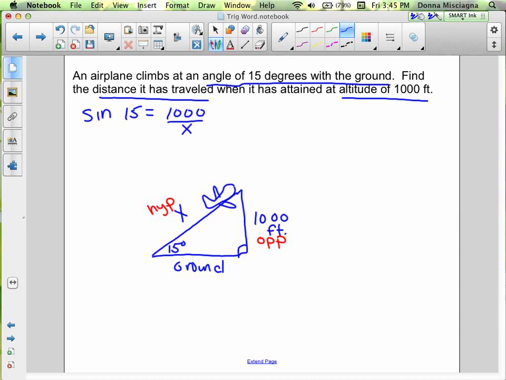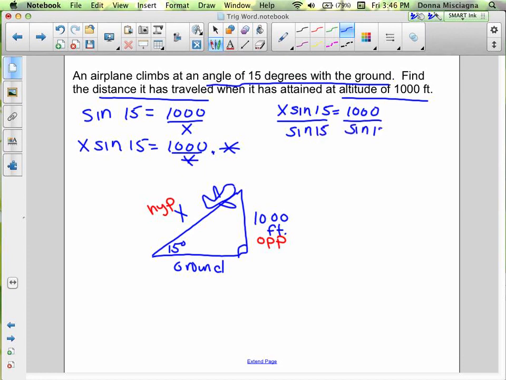Multiply both sides by x. So we have x sine 15 equals 1,000 divided by x times x. That cancels. I should give myself a little more space. We have x times sine 15 equals 1,000. We still haven't isolated our variable because we have sine 15 with it, so we divide both sides by sine 15. That gives us x equals 1,000 divided by sine 15.